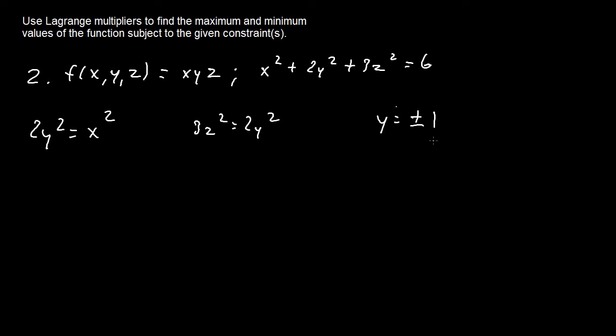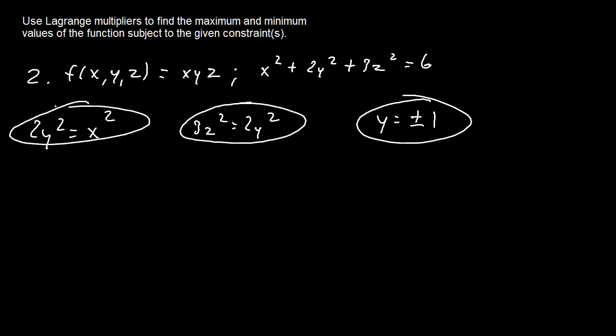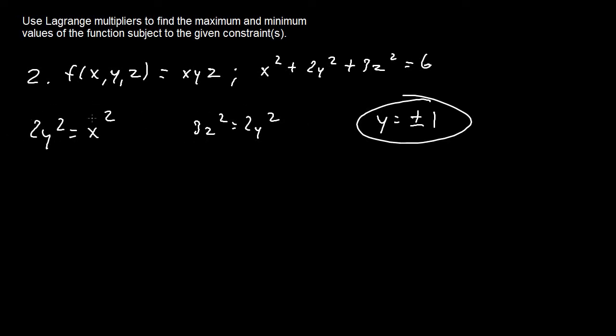So now using the information that y equals plus or minus 1, I can go ahead and plug into both of these equations to find what x and z are. So let's go ahead and plug it into this equation first. So 2y squared, so 2 times plus or minus 1 squared is just going to be 2 times 1, which is 2. If 2 equals x squared, then x will equal plus or minus the square root of 2.